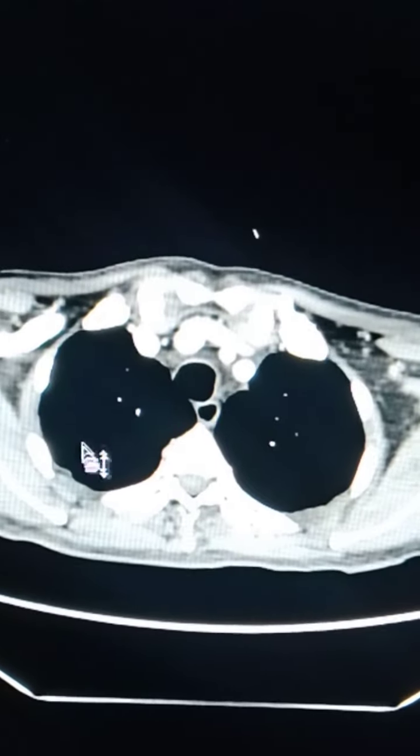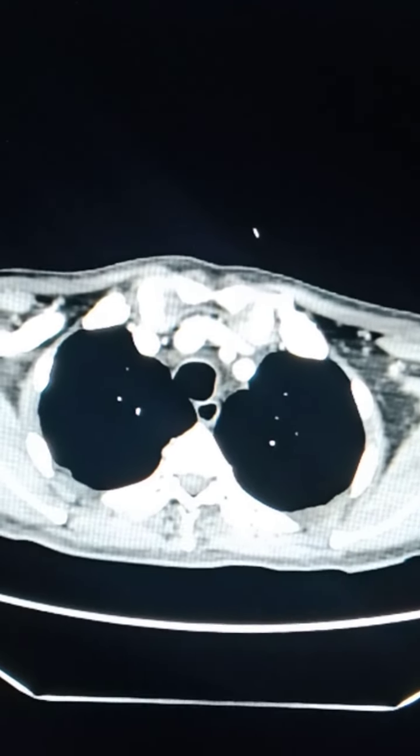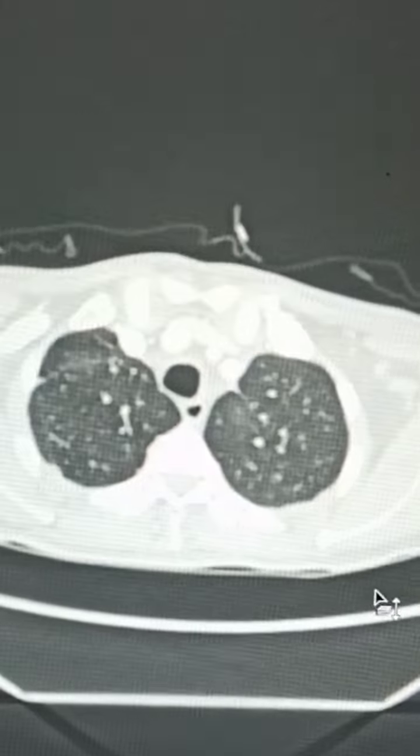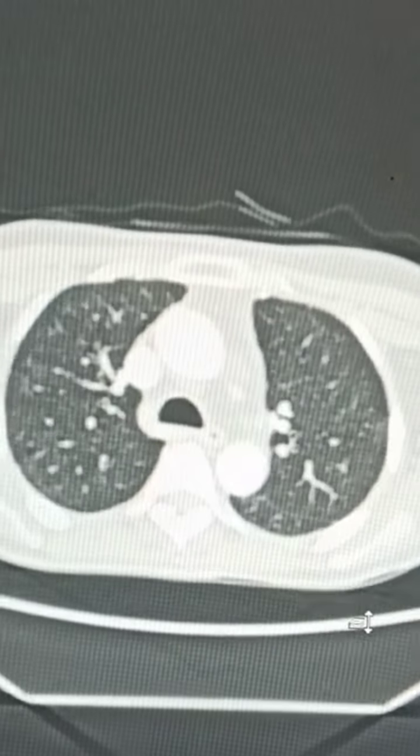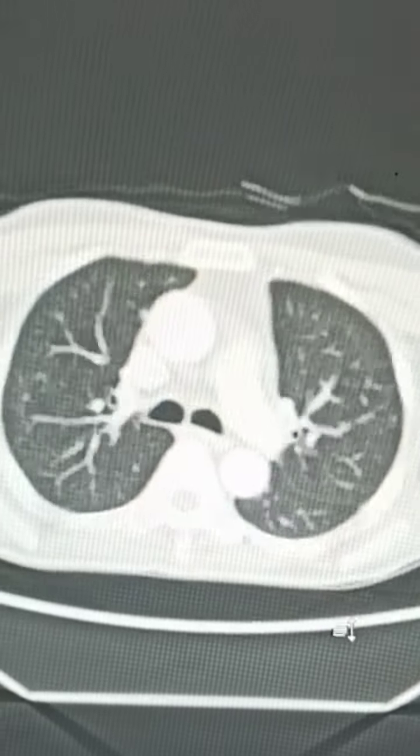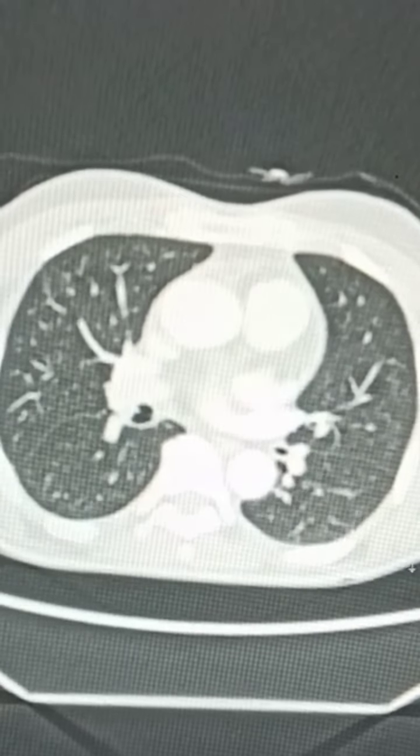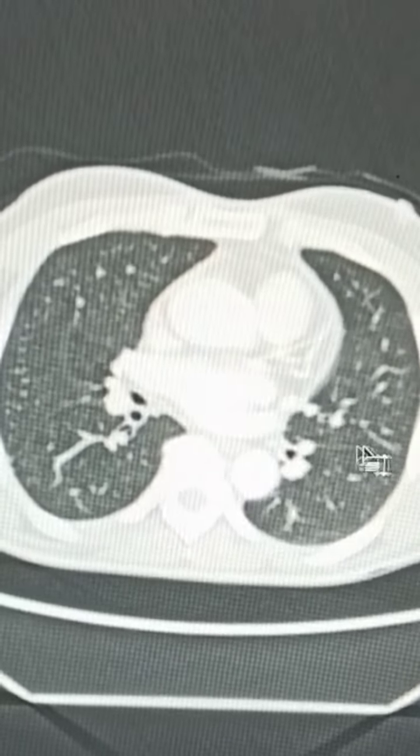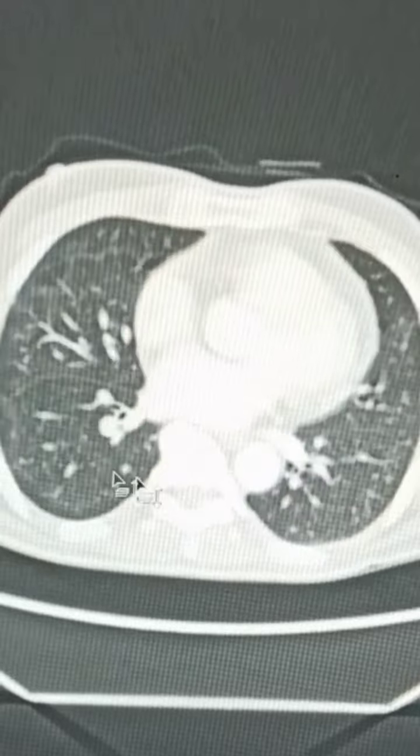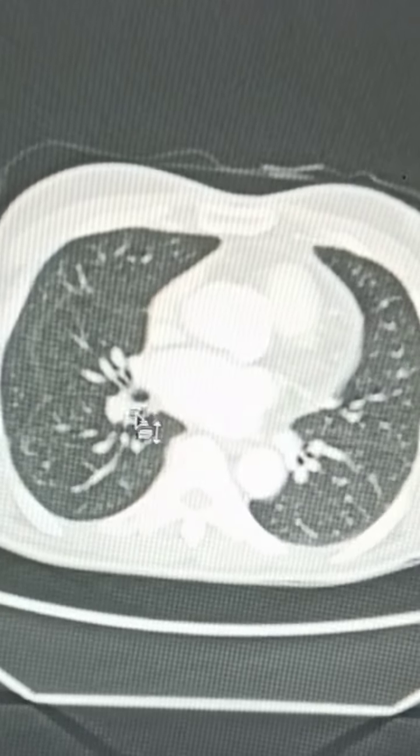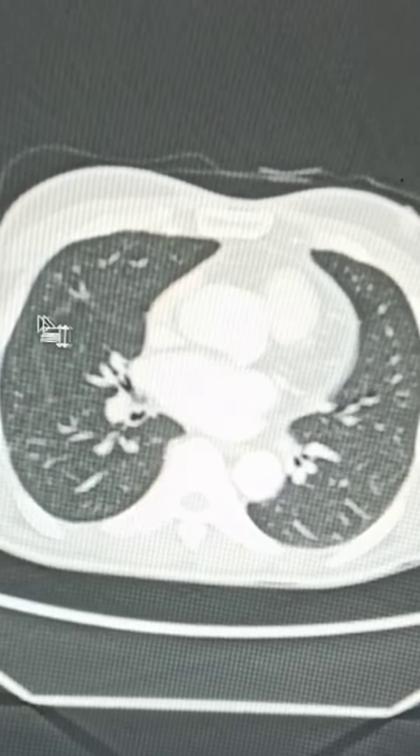Now we enter into the thorax. In the thorax, you can see both the lungs, in the lung window. On the right, there are upper, middle, and lower lobes, and on the left, upper and lower lobes. This is the fissure on the left side, and on the right side there are two fissures: the major fissure and the minor fissure.